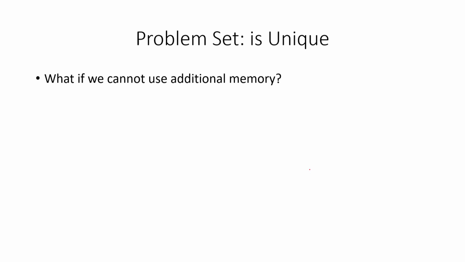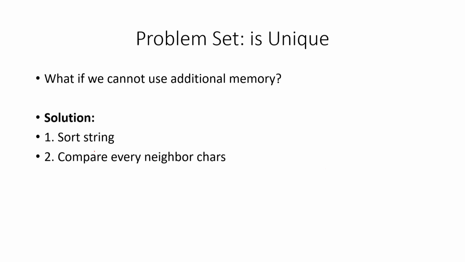And if we put one more restriction, saying that we cannot use additional memory, how can we solve that problem? We could solve this problem by sorting the string, and as you know, in a string each character in ASCII code has some value. For example, the value of A is lower than the value of C. And in ASCII code, the value is based on the alphabet.